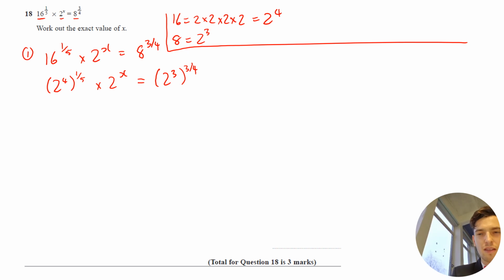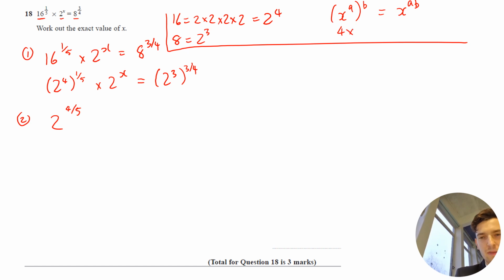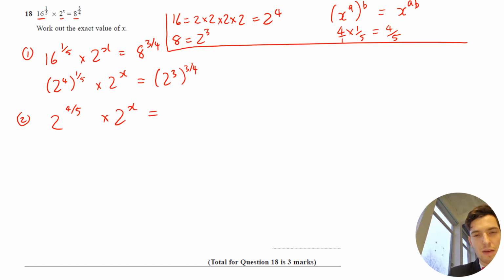So just remember the index law, which is if you've got x to the power of a to the power of b, you multiply the numbers. So I'm going to need to do that with my 2 brackets here. So step 2. Well, 4 times a fifth is 4/5. Let's do that working here. 4 times a fifth, well, 4 is just 4 over 1, which is 4/5. You can also put that in your calculator, but you don't really need to. Times by 2 to the power of x, and then 3 times 3/4 is 9 over 4.